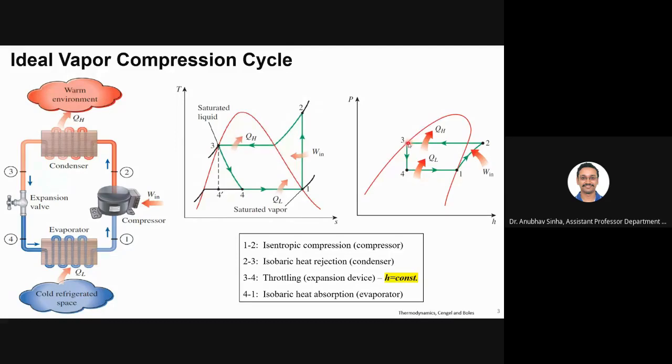3 to 4 looks like a curve in the T-S plot, but since it is a constant enthalpy process, if we are using H as a coordinate, it will become a straight line. And again 4 to 1 is a constant temperature, constant pressure process. Constant pressure is what we try to achieve. Constant temperature happens because it is inside the vapor dome. So again, inside the vapor dome, 4 to 1 is a constant pressure process.